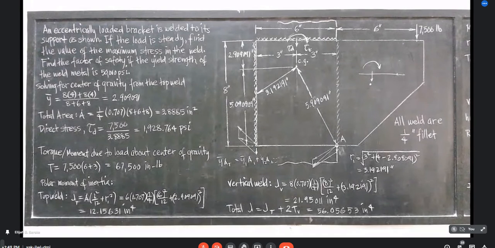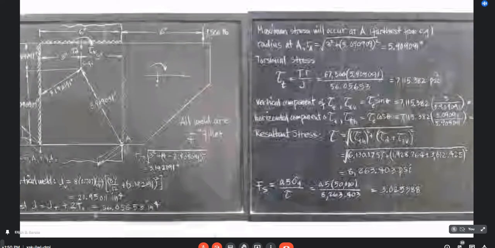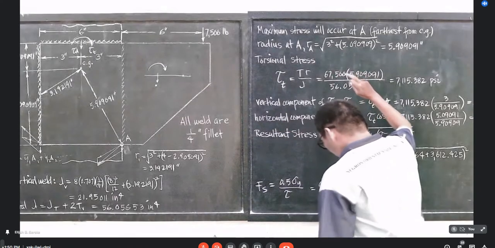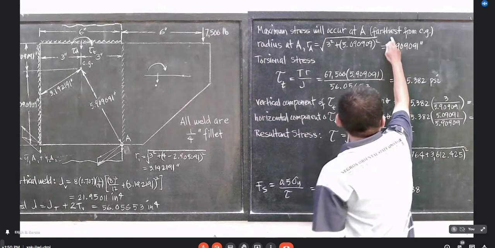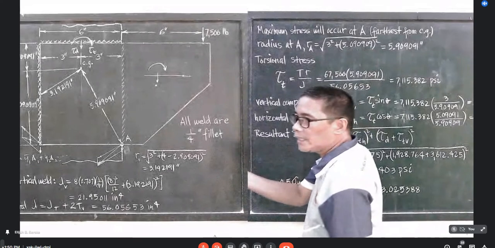Okay, so far. Any question? Question? Are there any questions? None, sir. None. Okay, sige. So again, the maximum stress will now occur at A because it is farthest from the center of gravity and it will give us the bigger resultant.